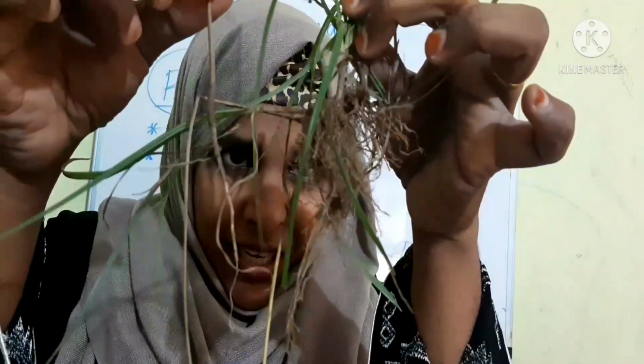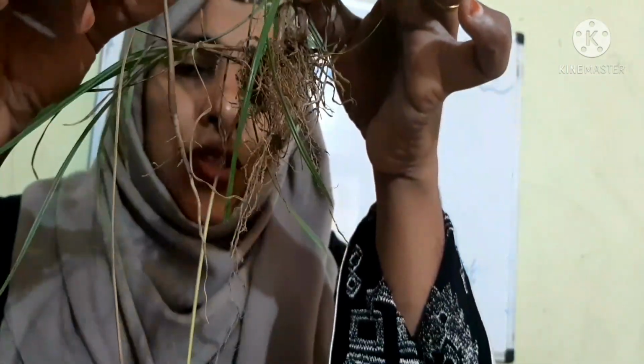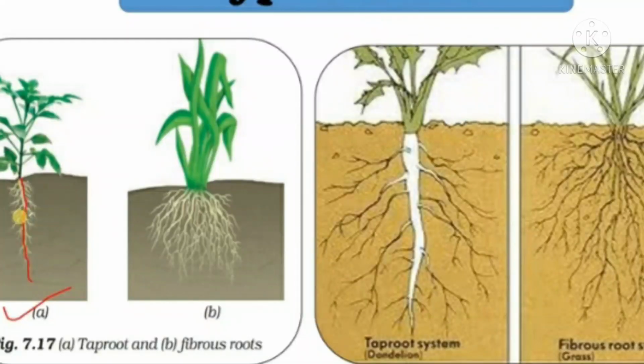Then can you identify the differences? Okay, good. Then look at the picture carefully. Students, look at the diagram. In this type of root system, the taproot, there is one prominent and long main root and smaller lateral or side roots that grow from this main root. That's why we call it a taproot.